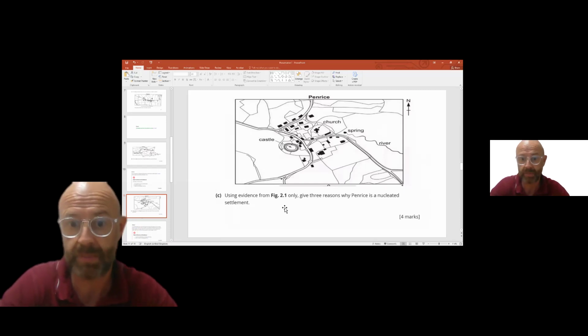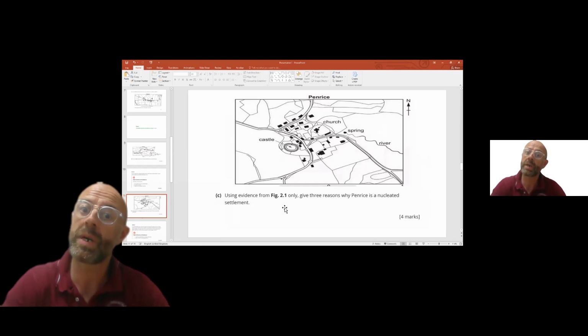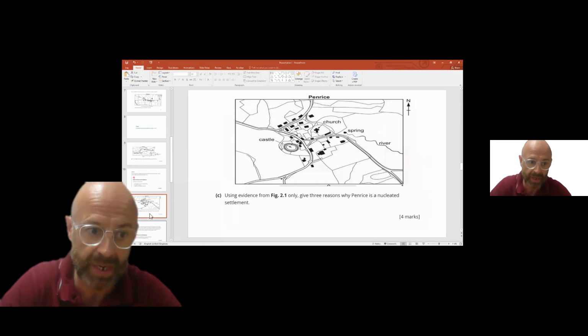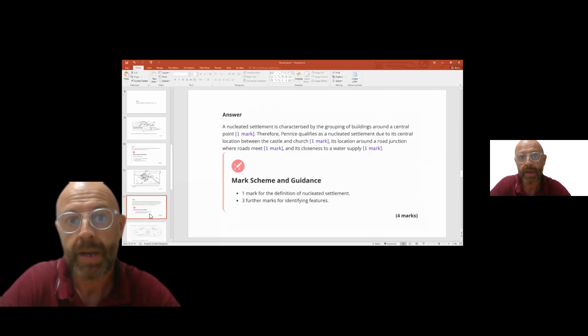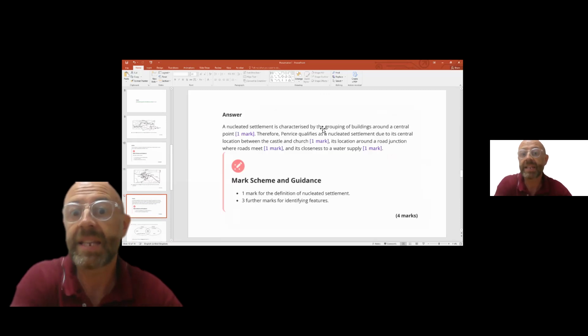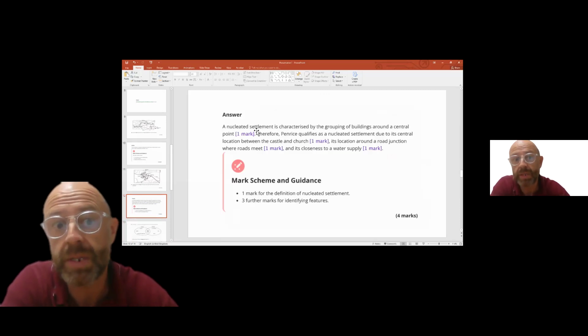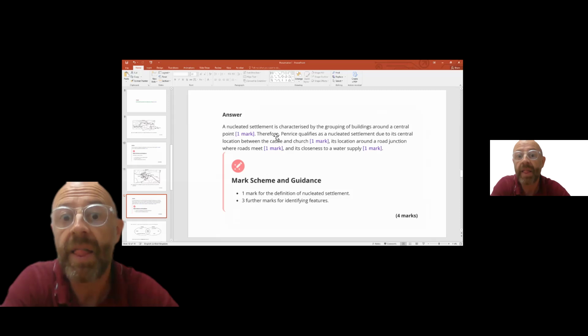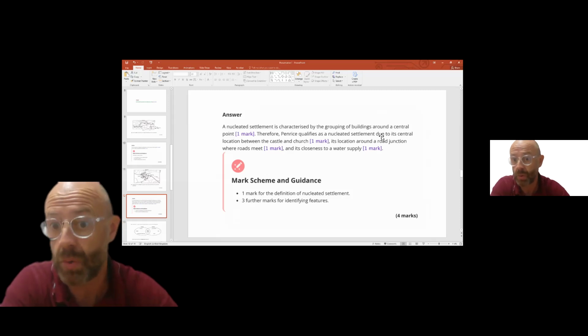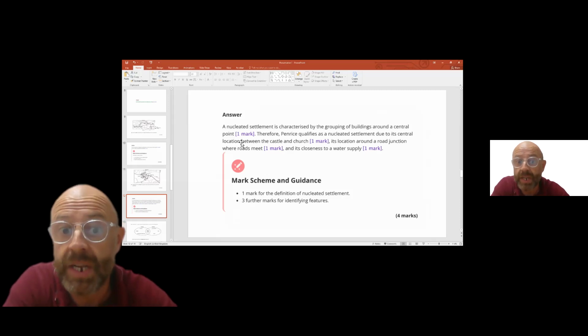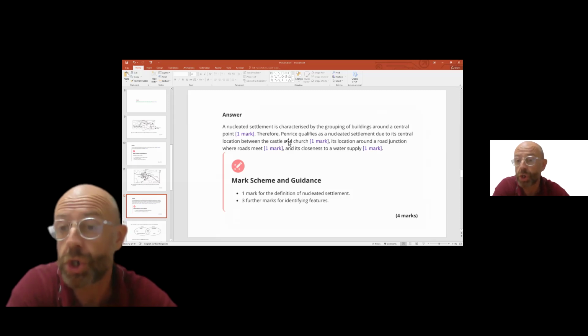So look at Penrhys. Can you see reasons why the settlement here could be nucleated? Now, the answer for this is characterised by a grouping of buildings around a central point up there. Therefore, Penrhys qualifies as a nucleated settlement due to its central location between the church and the castle.